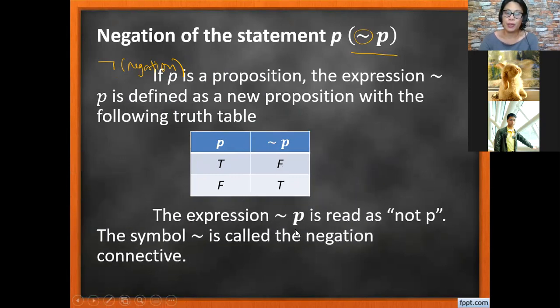So guys, the expression negation of P is read as not P. This symbol is called the negation connective. And this can be used as an alternative symbol for negation.